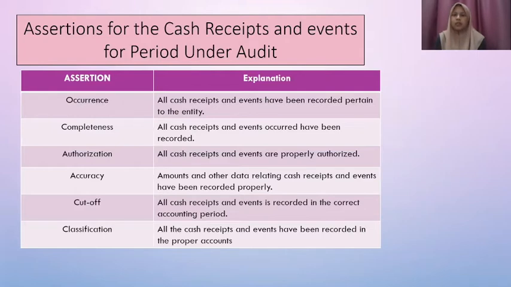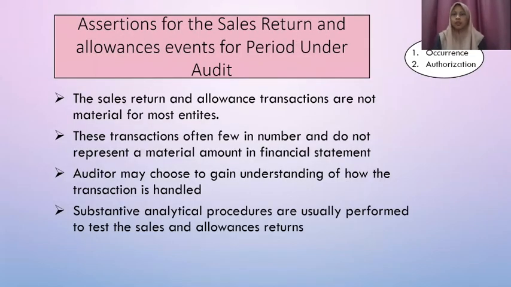Cut-off, the management needs to ensure that all the cash receipts and events are recorded in the correct accounting period. For example, if the cash receipts transaction occurs in 2019, the transaction needs to be recorded in 2019, not in 2018 or 2020. Lastly, for classification, management needs to ensure that all the cash receipts and events have been recorded in the proper account to avoid any confusion.